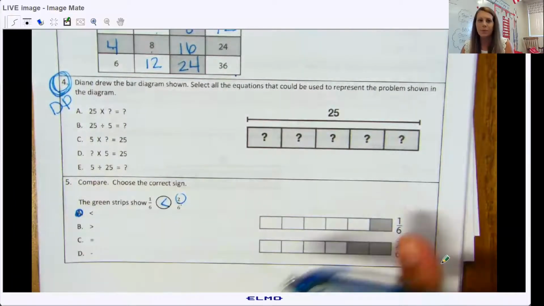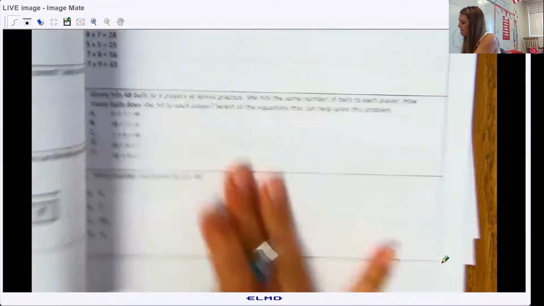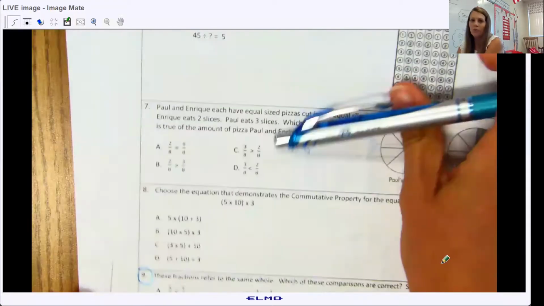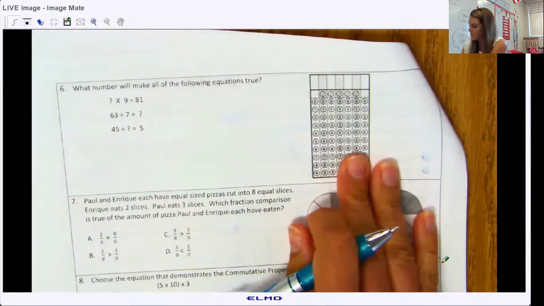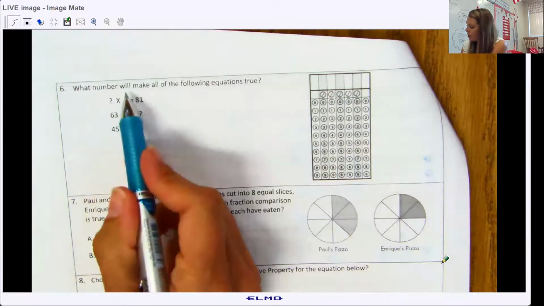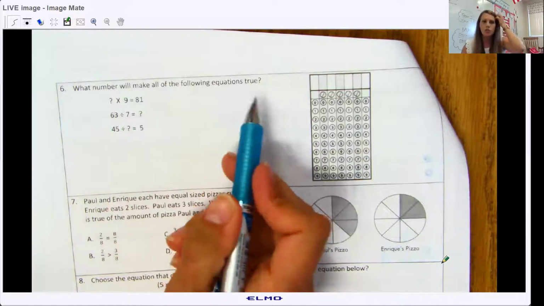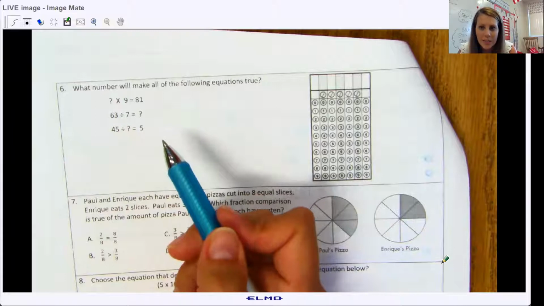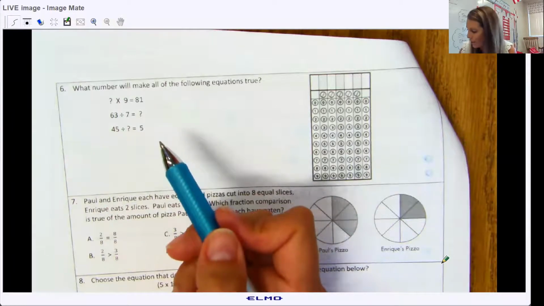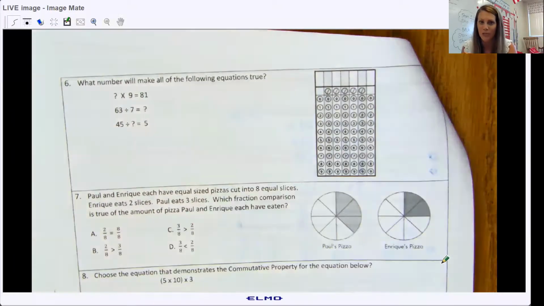All right, flipping over to the back. Oh, we've got one of our magic grids. You should be experts at this by now. What numbers will make all of the following equations true? Go ahead, pause your video, solve it. You should by now know how to write it and bubble it in also.